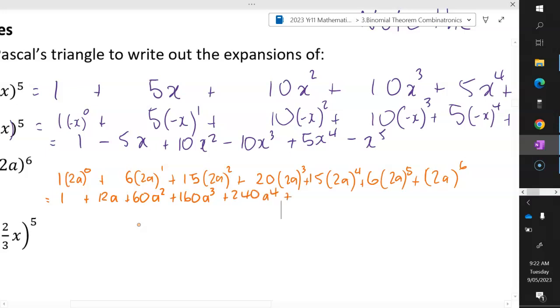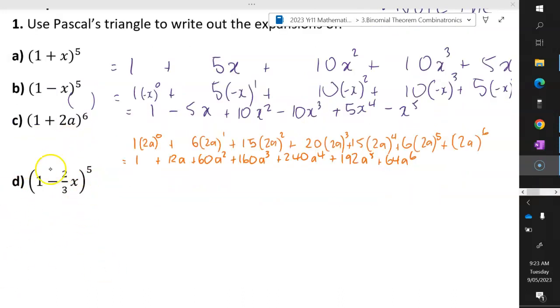We're going down in powers now, so 2 to the 5, 2 to the 5 is 32, 32 by 6 is 192, a to the 5, and lucky last, 2 to the power of 6 is going to be 64, a to the 6.